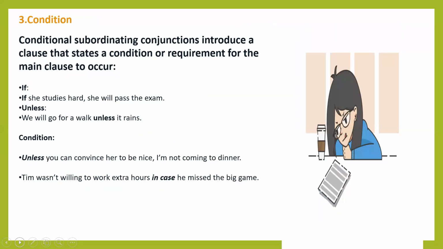Condition. A few subordinating conjunctions introduce a clause which gives a condition or requirement for the main clause to occur. What are the requirements for the main clause to occur? If she studies hard, she will pass the exam. We will go for a walk unless it rains. Unless you can convince her to be nice, I am not coming to dinner. Tim was not willing to work extra hours in case he missed the big game. So in this case, if, unless, in case are used to show the requirement for the main clause to occur.